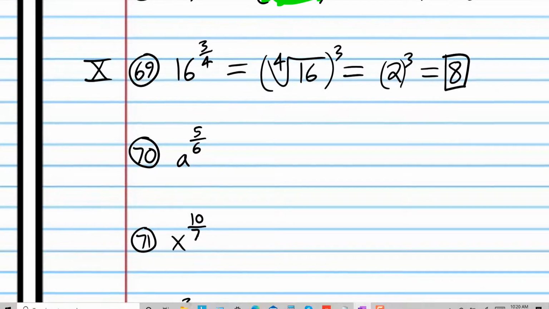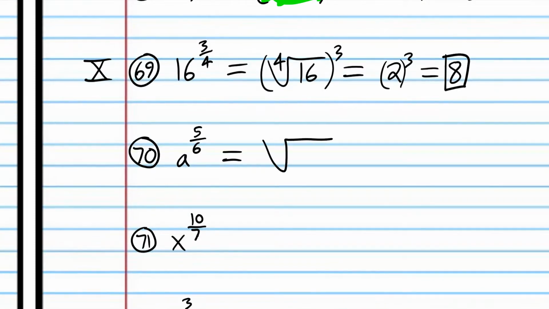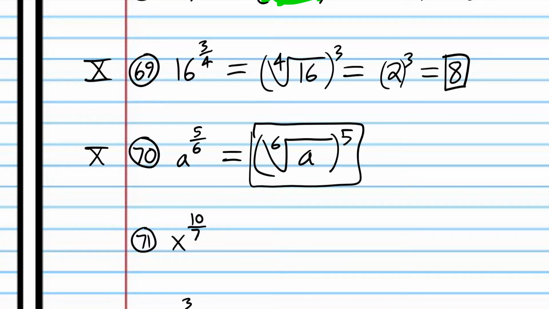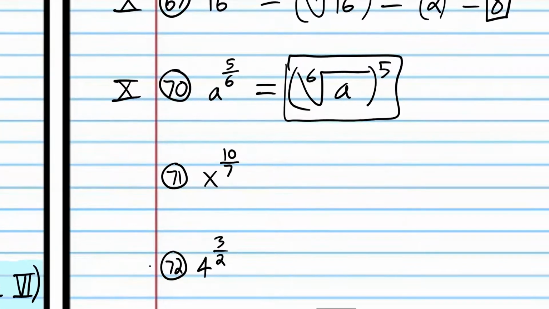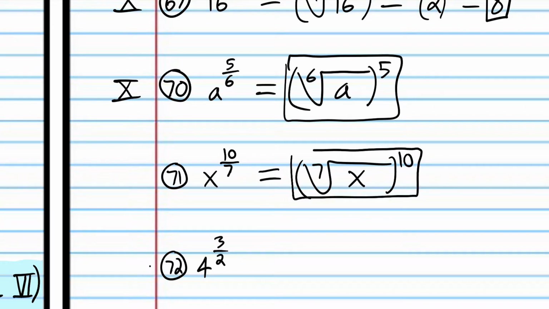Okay, so the denominator of the fraction in the power is 6, so it's going to be the 6th root of a, and then it's all raised to the 5th power. That's pretty much all you can do with that expression. So that, again, is rule number 10. Next, same situation. The denominator is 7, so it's going to be the 7th root of x, and it's all raised to the 10th power. There's nothing more we can do with that. That is, again, rule number 10.